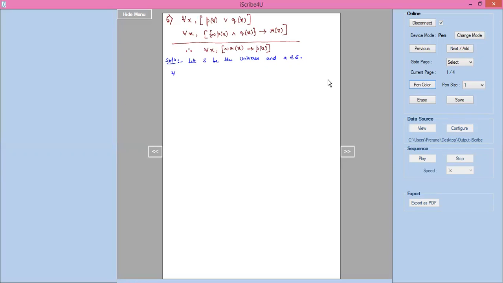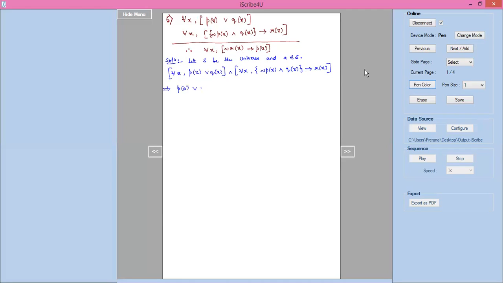For every X, P of X or Q of X, and for every X, negation P of X and Q of X, conditional R of X. So these are the given premises. We have taken AND between them. This is valid for every X, so we can apply it for the element A also and rewrite the expression.